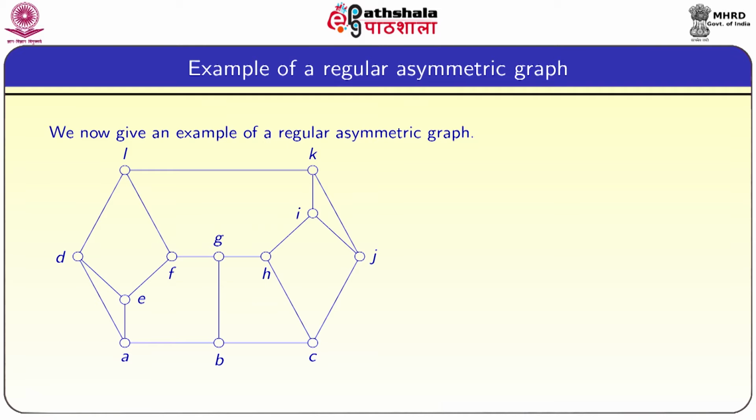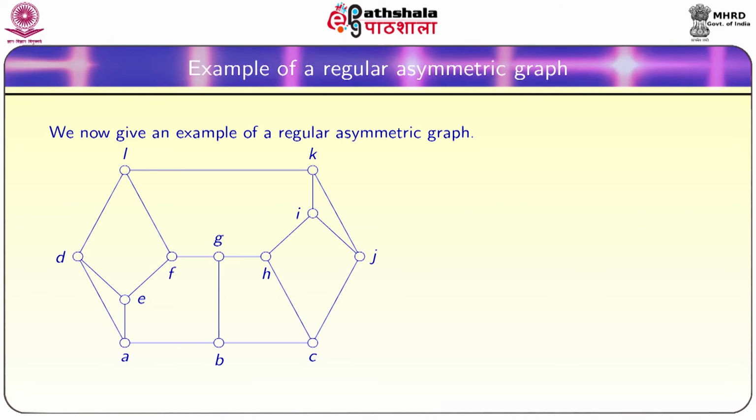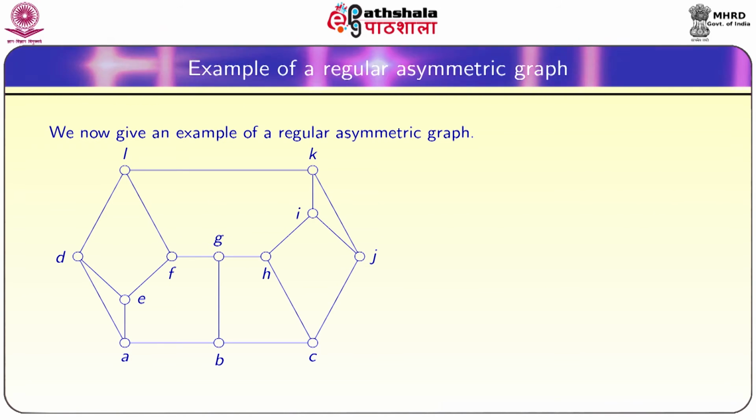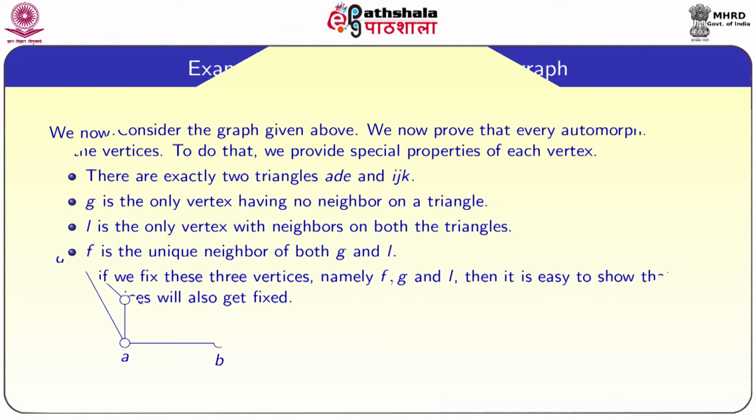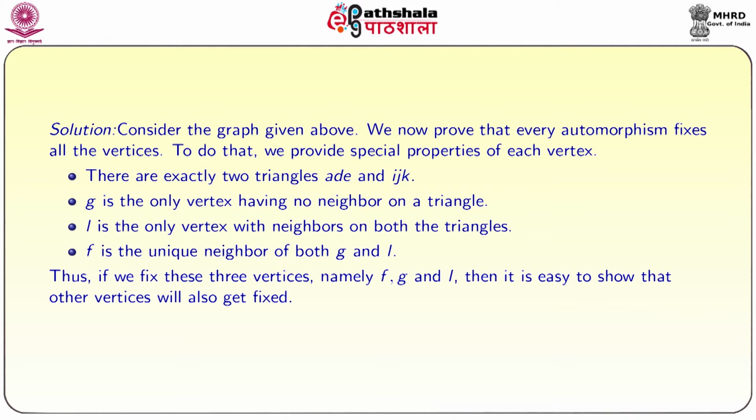There are exactly two triangles, ADE and IJK. Look at the graph here. ADE and IJK are the only two triangles in this graph, and G is the only vertex having no neighbor on the triangles. Again, if you see the diagram, G is not adjacent to any vertex which lies on the triangles ADE or IJK, and L is the only vertex with neighbors on both triangles. Similarly, F is the unique neighbor of both G and L.